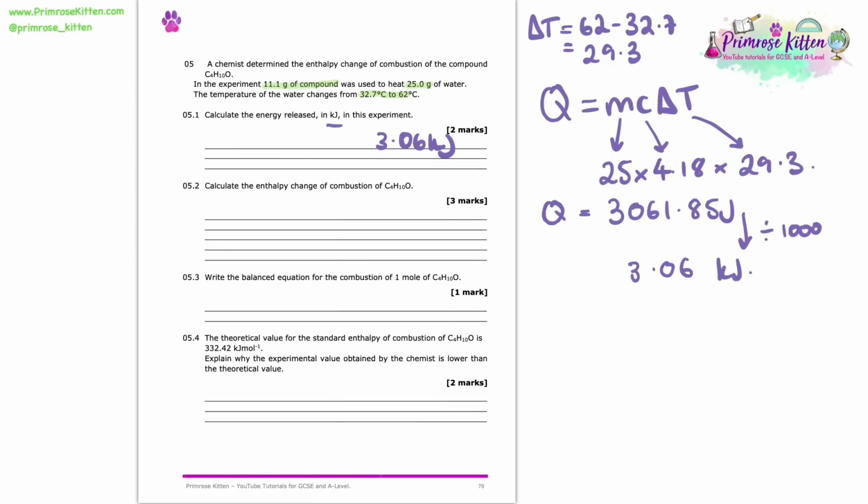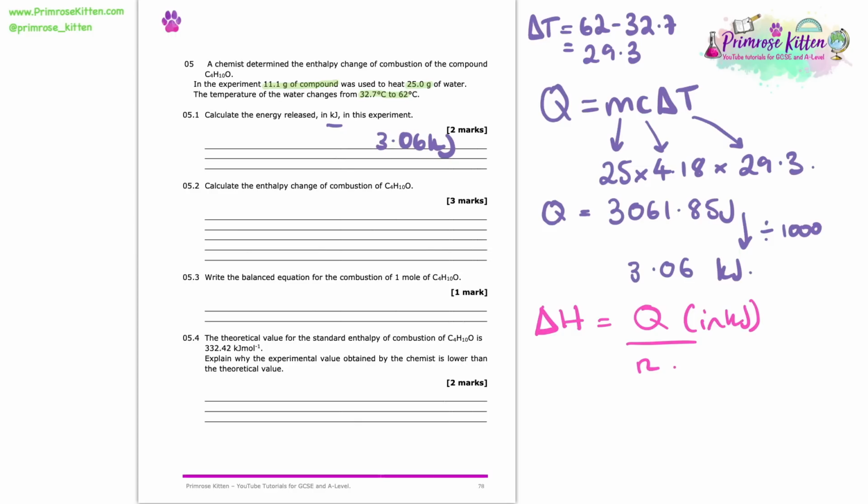Okay, next we're asked to find the enthalpy change of combustion of C4H10O. Here it's important to remember that to find enthalpy change using this experimental method, we take the energy in kilojoules and then divide it by the number of moles of whatever substance has caused this increase or decrease in temperature. That could be a fuel or something like that. In this instance, it will be the number of moles of the C4H10O. We don't currently know the moles yet, so that's the next calculation we need to do.